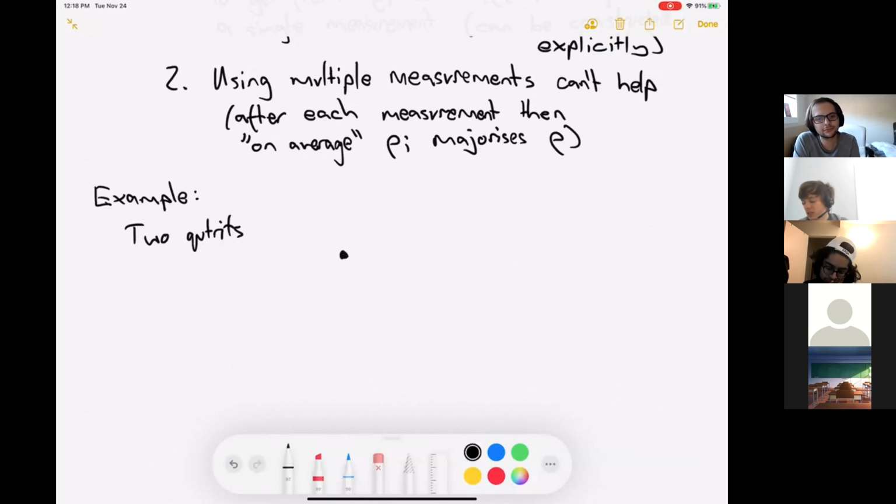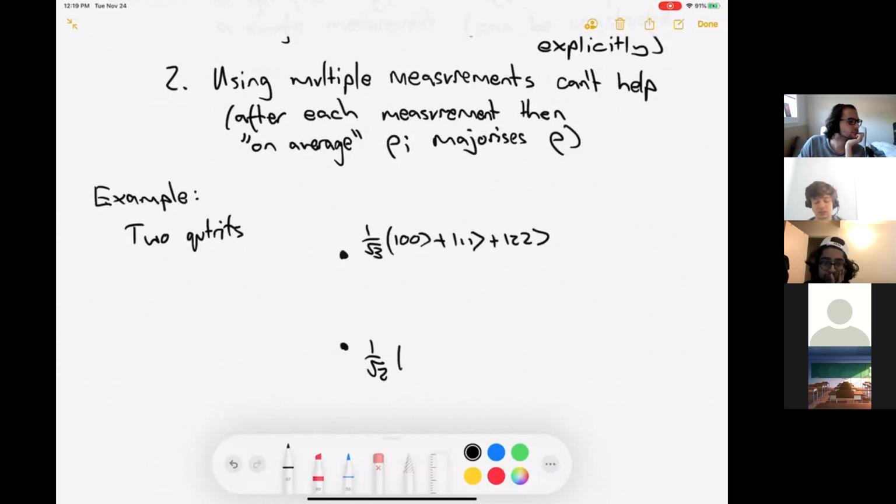Okay, so we're going to have one state here that is maximally entangled between the 2 qutrits. Going to have another state that's just going to be some product state. Okay, it doesn't necessarily have to be a product state in the computational basis. It could be something like 0,0 plus 1,0, but it's still just a product of 0 plus 1 with 0.